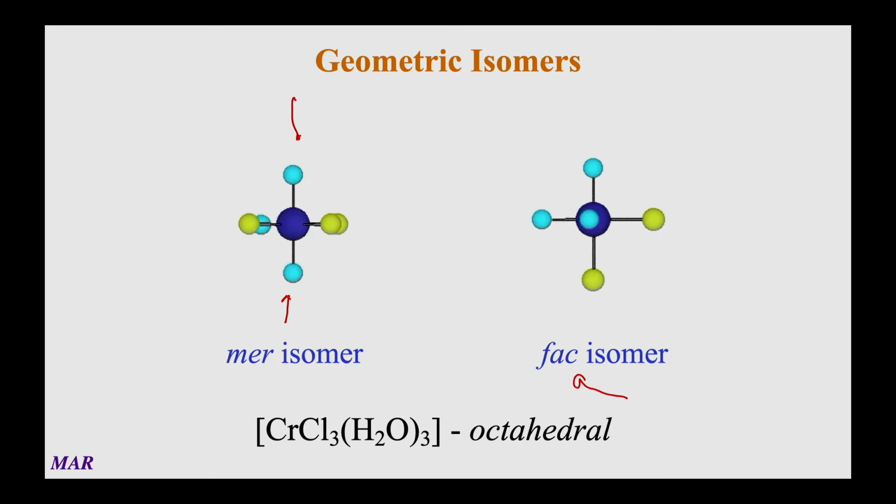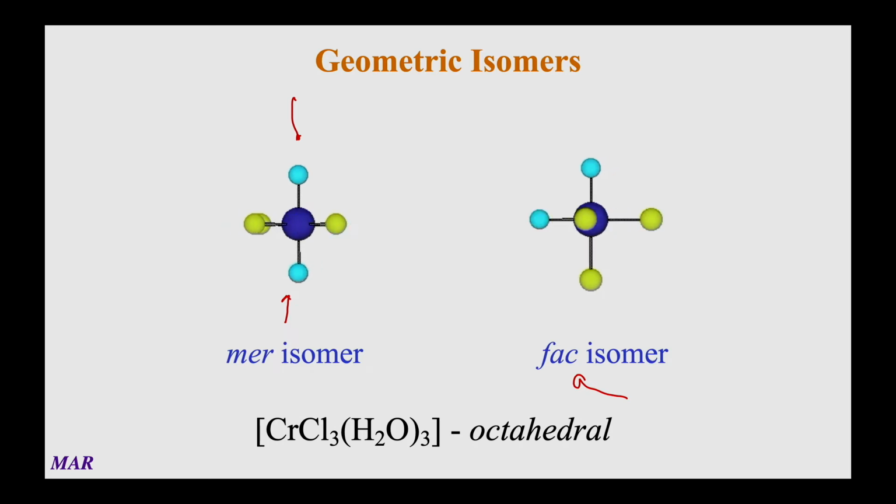All of the bond angles in a fac isomer are 90 degrees. You don't have any 180 degree blue-metal-blue bonds or yellow-metal-blue bonds. All of the angles in the facial isomer are 90 degrees. So because again there are differences in polarity, mer and fac can come in really handy.